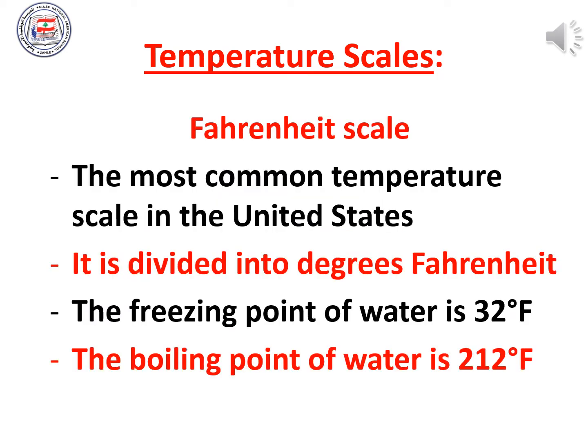First, we are going to talk about the Fahrenheit scale. The Fahrenheit scale is the most common temperature scale in the United States, so it is mostly used in the United States. It is divided into degrees Fahrenheit, of course. The freezing point of water on this scale is 32 degrees Fahrenheit, and the boiling point of water on this scale is 212 degrees Fahrenheit.